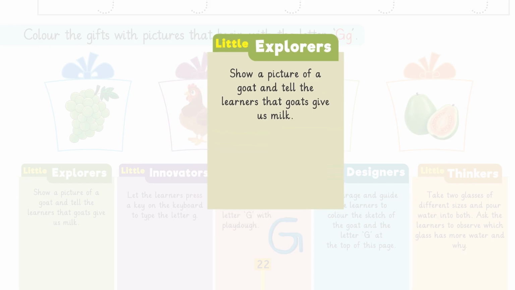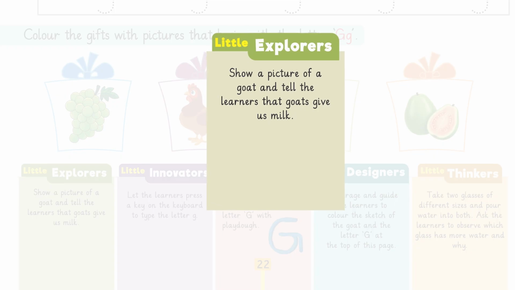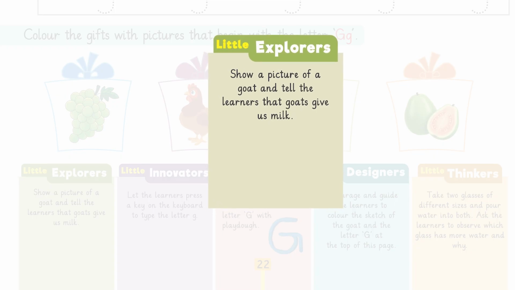Students are little explorers. Show a picture of a goat and tell the learners that goat gives us milk. Wow. Goat is a farm animal and it gives us milk.